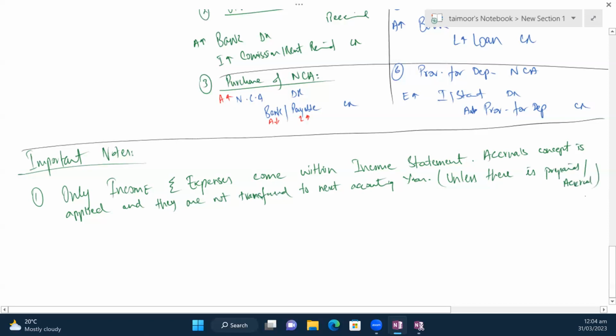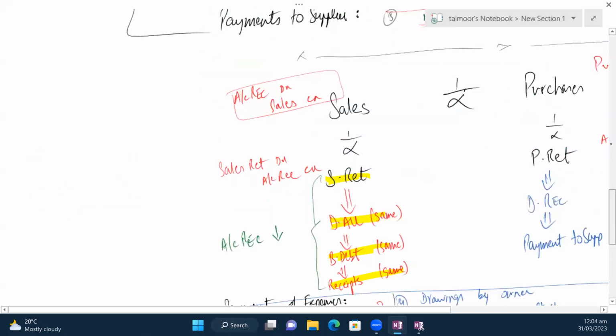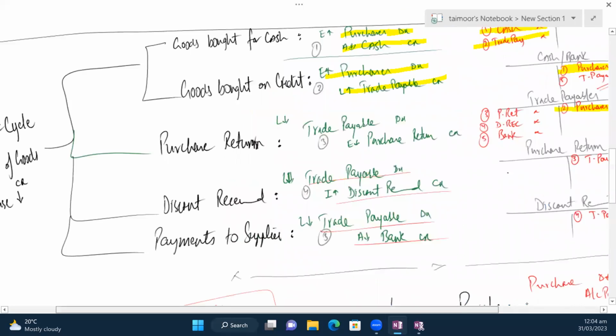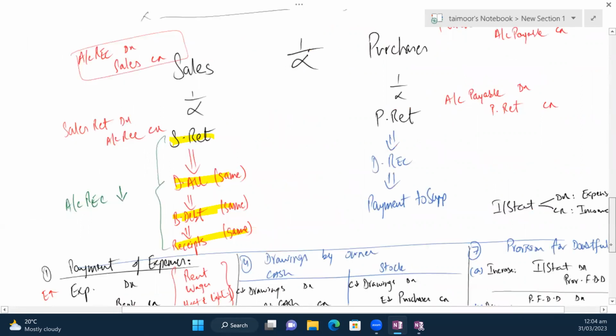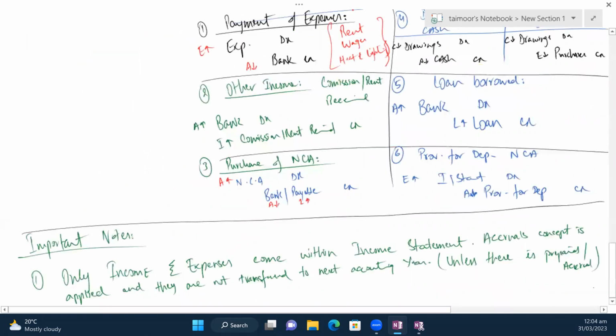This means कि आपका जो इनकम स्टेटमेंट है, इनकम स्टेटमेंट के अंदर क्या होगा कि only income and expenses will be recorded. उसी साल की इनकम उसी साल के एक्सपेंस उसी साल में रिकॉर्ड होगा और खत्म हो जाएगा. It cannot be transferred from this accounting year to next accounting year. ठीक है जी? But I'll share the PDF with you. Don't worry. Okay. So that's important tip number one.